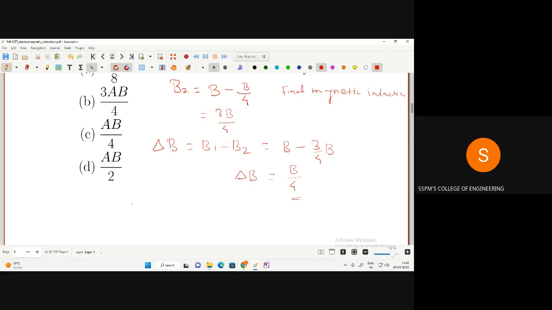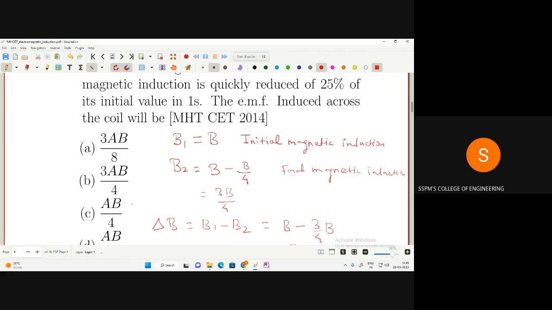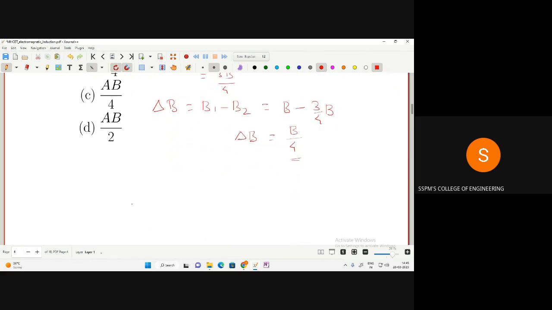Now this problem is not completed here. We have to find the EMF induced across the coil. That we have to find. As you know, the delta B is B by 4. Then you have to find delta phi, the change of flux.